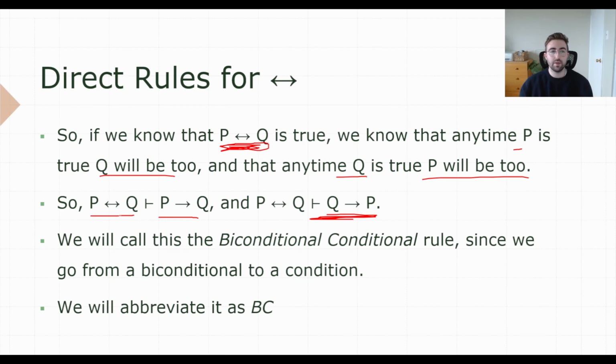Which means that anytime that we have P if and only if Q, we can get if P then Q. And anytime we have P if and only if Q, then we can get if Q then P. So you can make it work either way, right? You can get both directions out of it. So we're going to call this the biconditional conditional rule, because we go from this big biconditional, this double arrow, to a simple conditional, this one little arrow, one direction arrow. So it's called the biconditional conditional rule, which means it's BC. This one's going to be BC. That's the name of our rule.